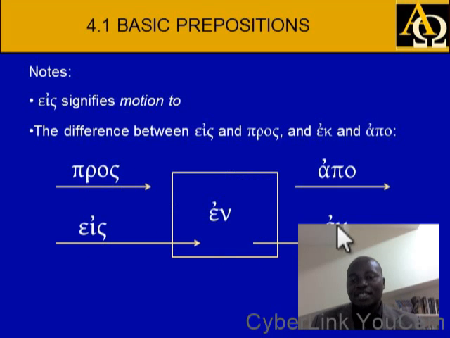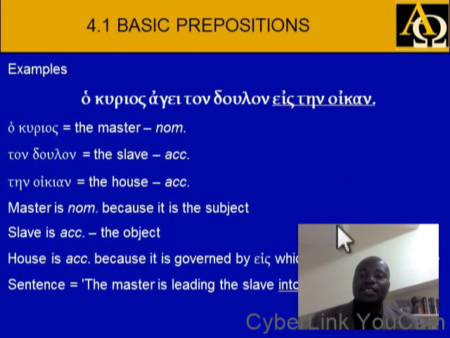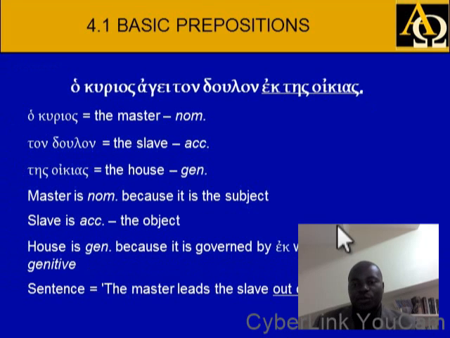So once you know that, this diagram, then you can be able to easily translate these prepositions when they come up in a sentence. So for example, we have ho kurios agei ton dulon eis ten oikian. So ho kurios is nominative, ton dulon is accusative, ten oikian is accusative. So master is nominative because the subject, slave is accusative because the object, and house is accusative because it is governed by eis, which takes the accusative case. And the sentence then is the master is leading the slave into the house.